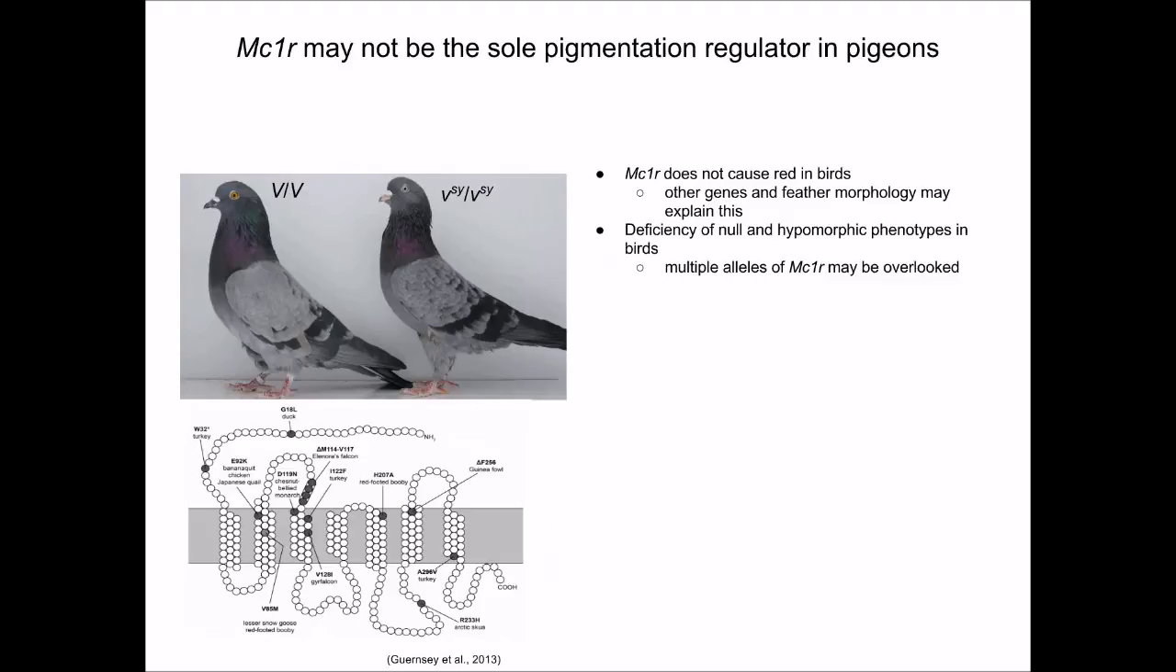Finally, the lack of red phenotype in MC1R hypomorphs is quite likely because other genes are participating in this process and because the feather morphology creates a more complex environment.